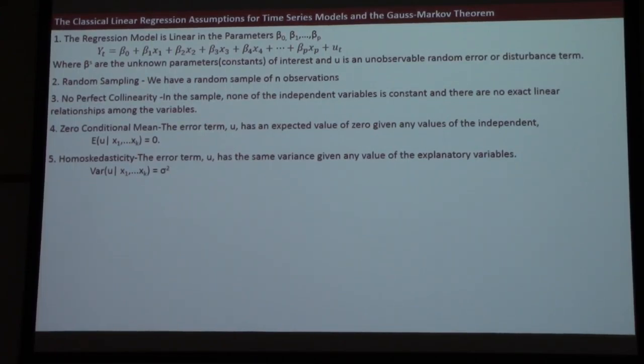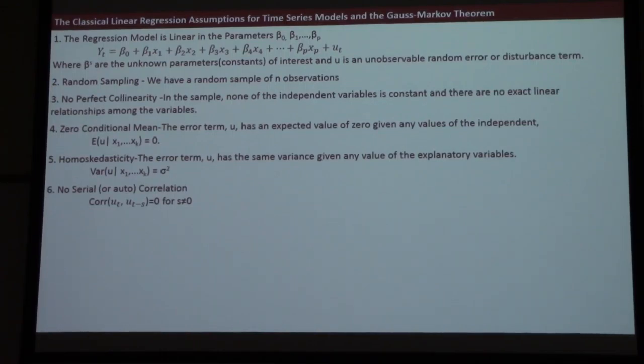Homoscedasticity is a mouthful in and of itself. And if you can pronounce it, that's usually good enough. But essentially, it's homo, same. Scedasticity is scattered. It just means that the error terms don't get worse as time goes by. And you're not going to worry about a lot of this stuff.